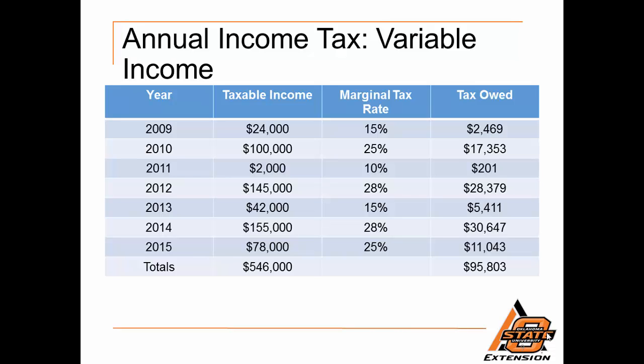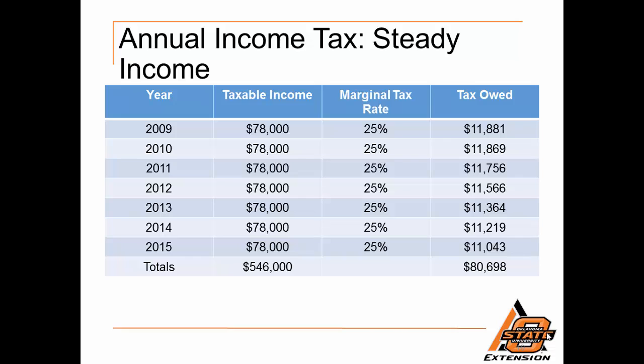So let's look at some variable income and what happens. If you look at my series of numbers here, 2009 through 2015, I looked at the income that would have been generated in each of those years, and the taxes that would be attributed to that income. So we have $546,000 of total income for that period of time. Our total tax owed was $95,803. That's variable income. You can see it jumps all over the board.